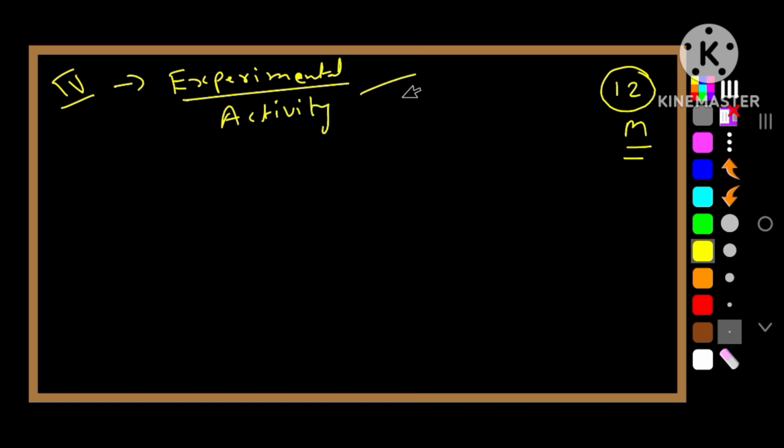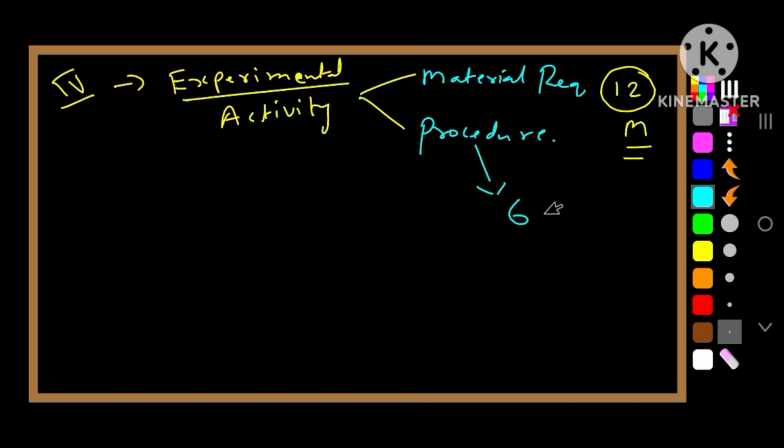So in this activity based question, he is simply asking the material required and the procedure. This question is for 6 marks. He is asking for 6 marks. So how to prepare for it?